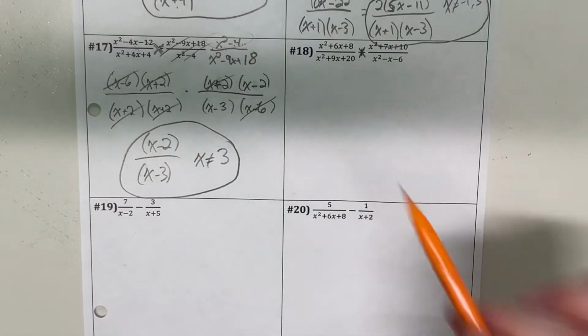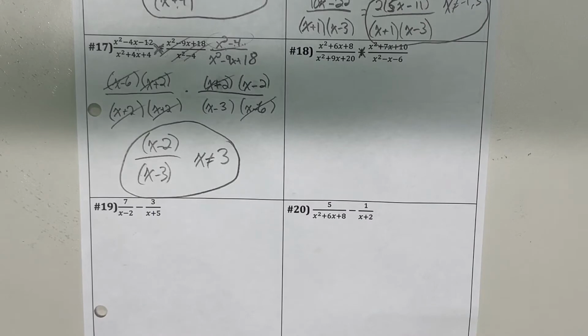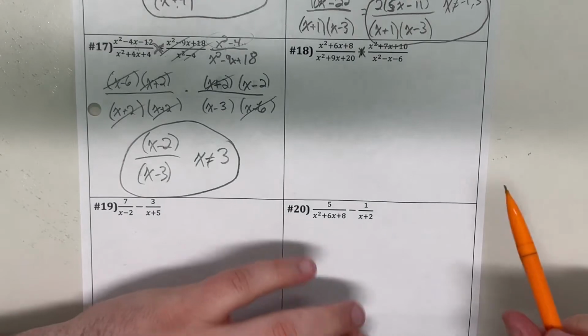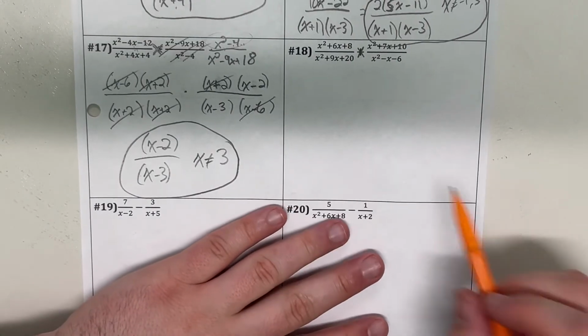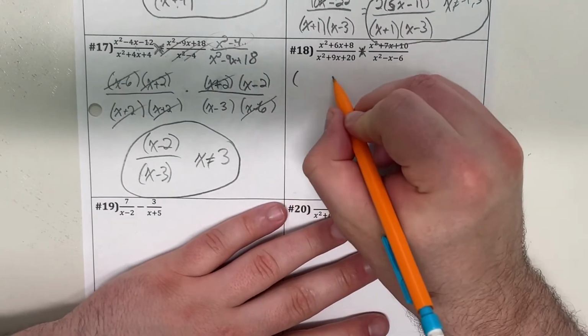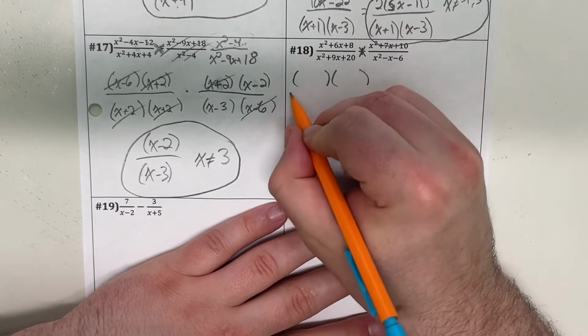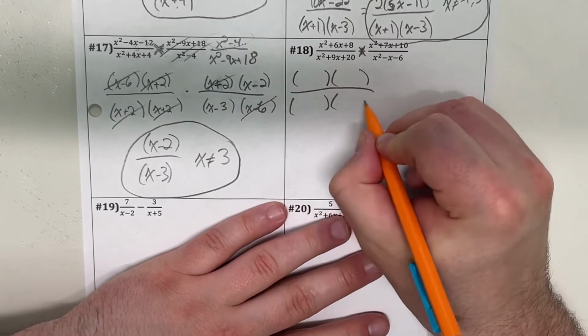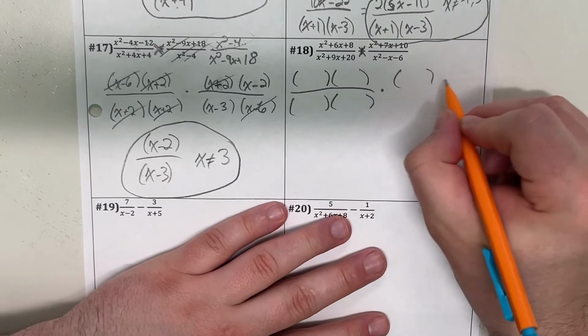For number 18, that should be a multiply. So that was a little bit of a typo, but we set it up carefully. So we have these two multiply together. So I'm going to say, all right, same setup as the last one. Again, 2 sets of parentheses for each of those expressions.